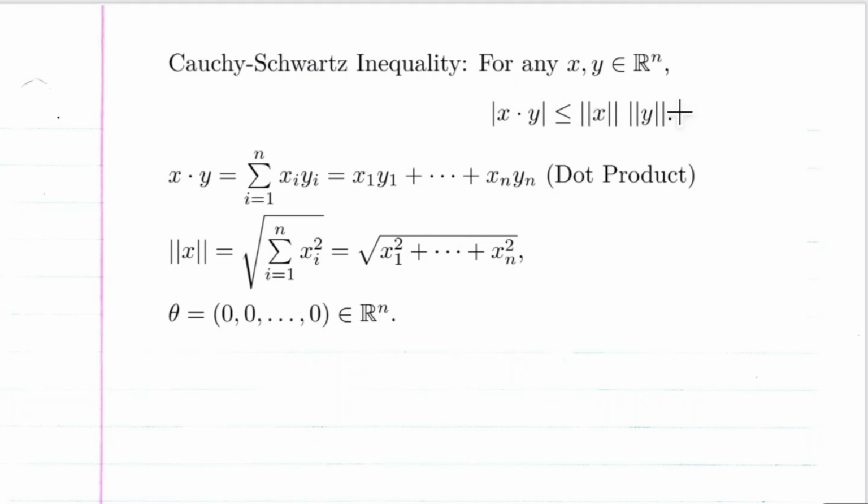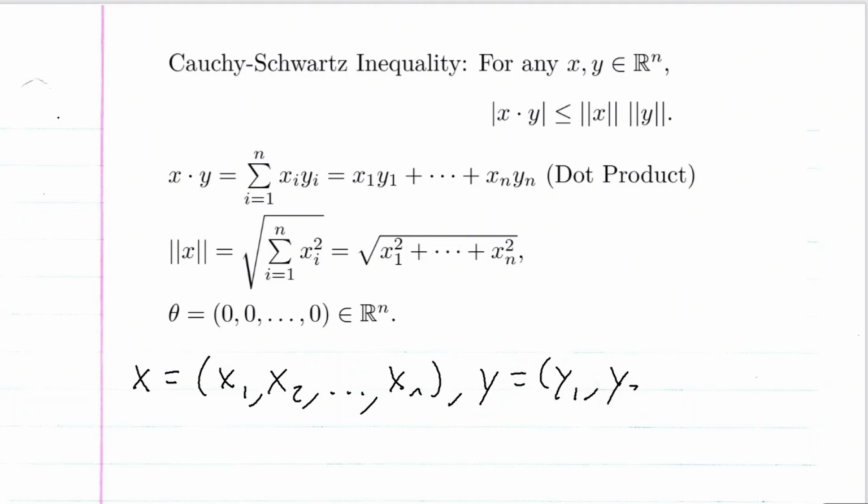Now, before we get started, remember how the dot product is defined and how the norm is defined. If x and y are in R to the n, x has this form: x of 1, x of 2, through x of n, and y is equal to y sub 1, y sub 2, through y sub n, where each individual component is a real number. So now that we have that idea, let's look at the dot product of x and y.